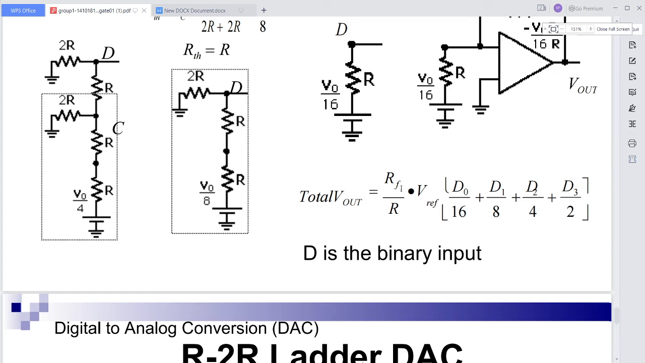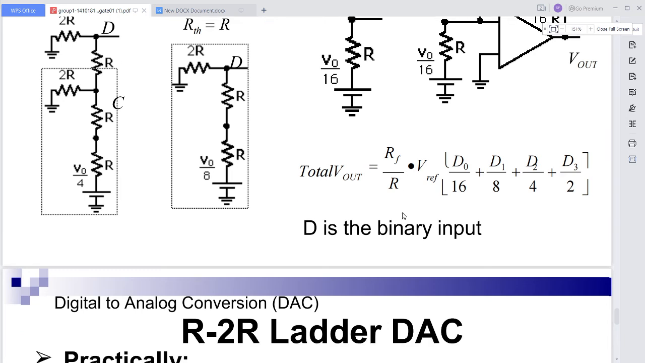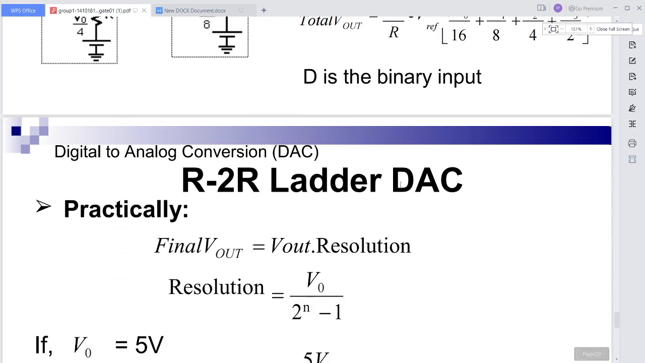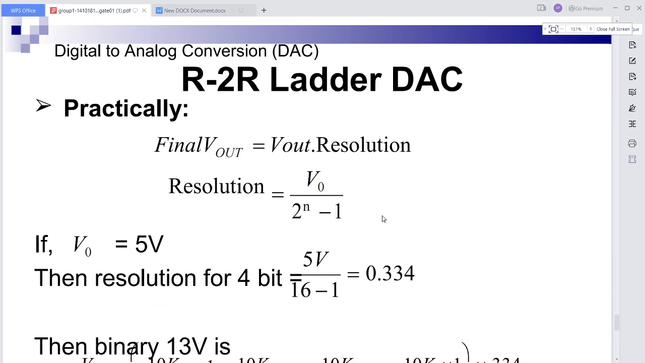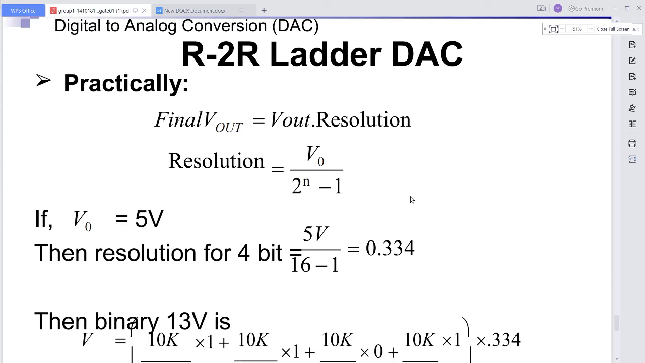Then we can have the output of the digital to analog converter, that is V out equals the feedback resistance by the resistance R1, into V reference times D0 by 16, D1 by 8, D2 by 4, and D3 by 2. That means D3 is the least significant bit and D0 is the most significant bit. Likewise, you can get the output that is the analog one. Now this is the conclusion about the R-2R ladder type DAC.